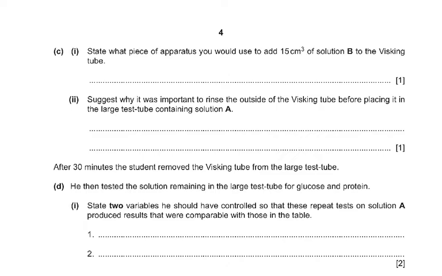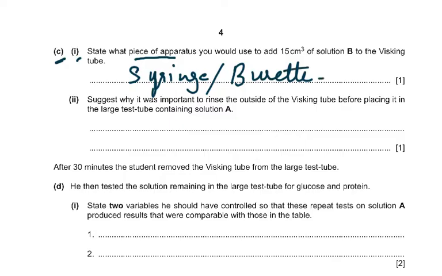Then, as I told you, they're going to ask you practical details. So, C1: state what piece of apparatus you would use to add 15 cm³ of solution B to the whisking tubing. So, it would be a syringe. You could have said a syringe. You could have said a measuring cylinder or a graduated pipette or a burette. So, you must know the names of these, and I'm just going to show you a diagram of all of them in a while.